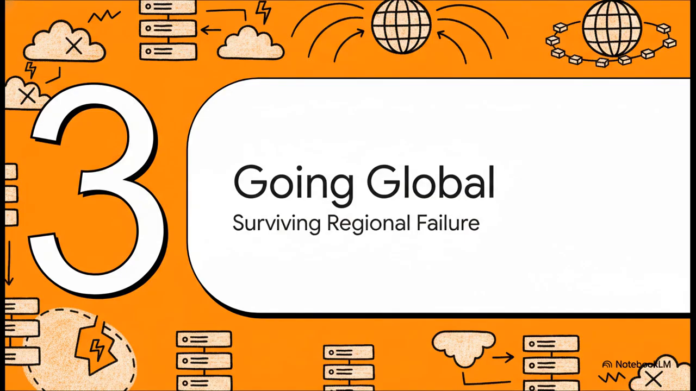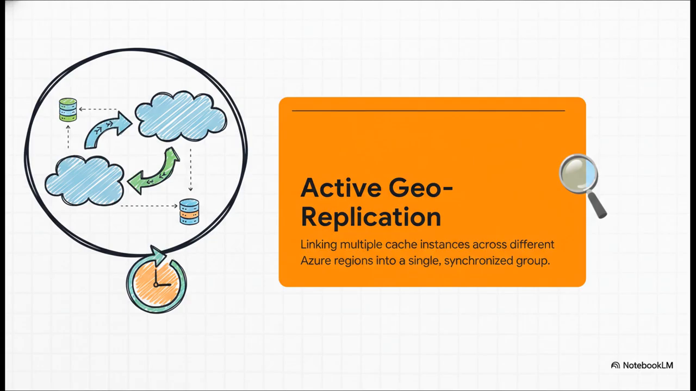Okay, so we've handled glitches. We've handled node failures. We've even handled an entire data center outage. But what about the absolute worst-case scenario? What happens if an entire Azure region, like all of East US, goes dark? For that kind of catastrophe, we have to go global. And this is where active geo-replication comes into play.